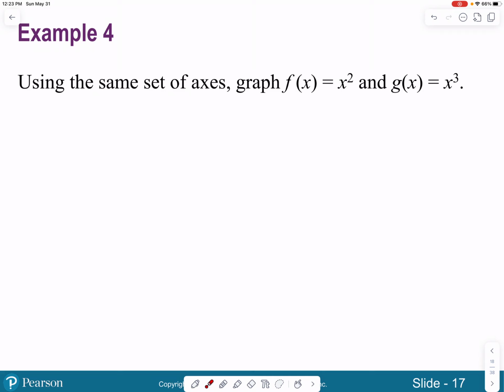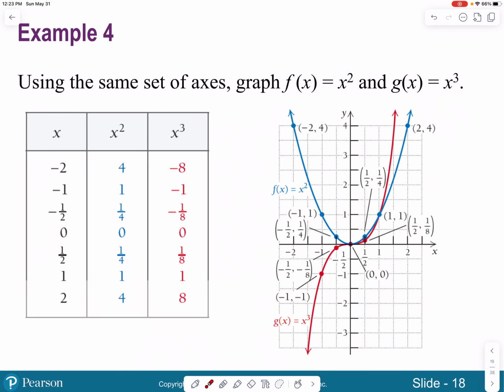So we choose those x values, find the corresponding y for each of these, and plot them on the same graph. I'm going to use my prepared notes for this instance. You see it here. So they did negative 2, negative 1. They used a half. And then if you plot them on the same plane, we get an image like this.